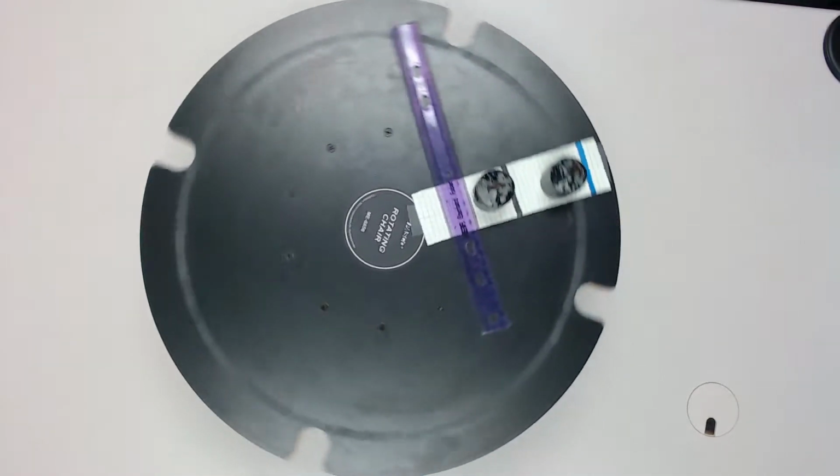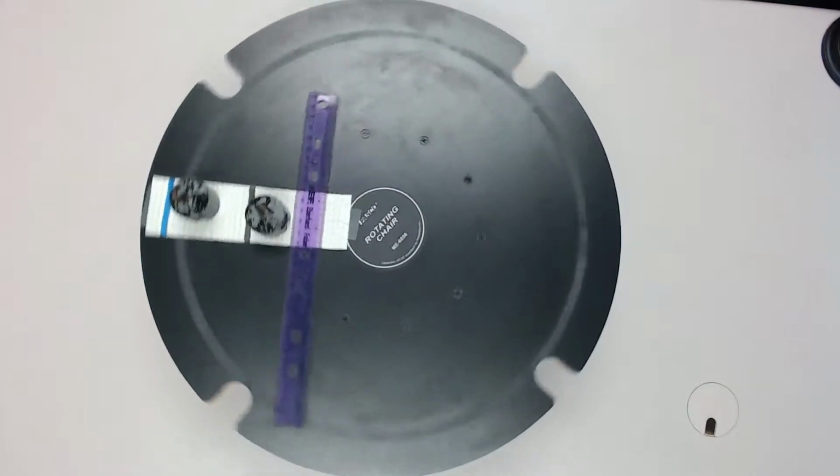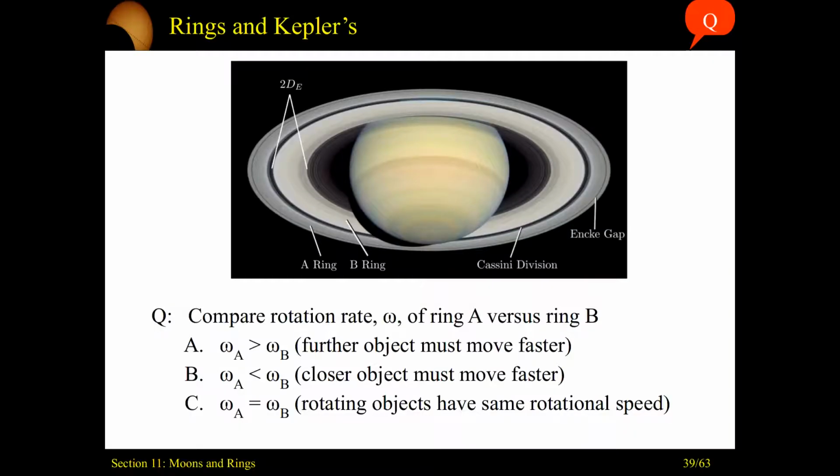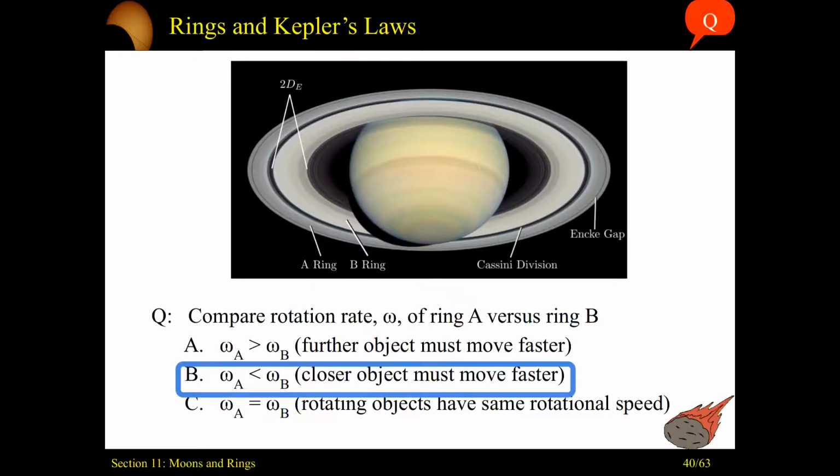But let's cut over to our video now. Coming back to our picture here, what we actually would conclude is that the closer object must move faster.